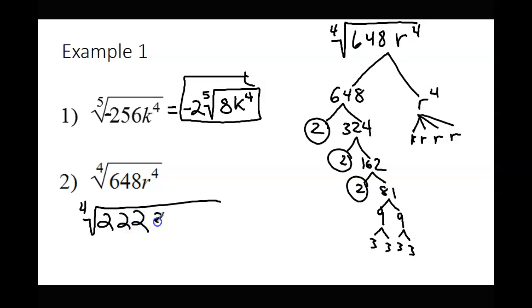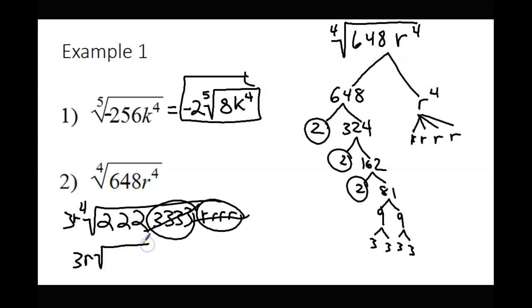I've got 4 3s. And I've got 4 R's. Not quite, because I'm looking for groups of 4. I've got enough 3s. They can have a baby 3 and leave. The R's can have a baby R and leave. But the 2s don't have enough to make a baby 2. That's sad.